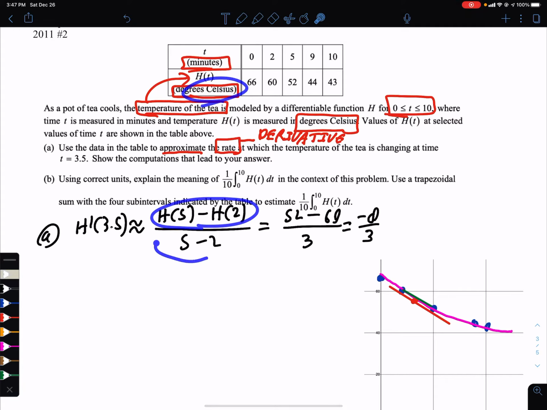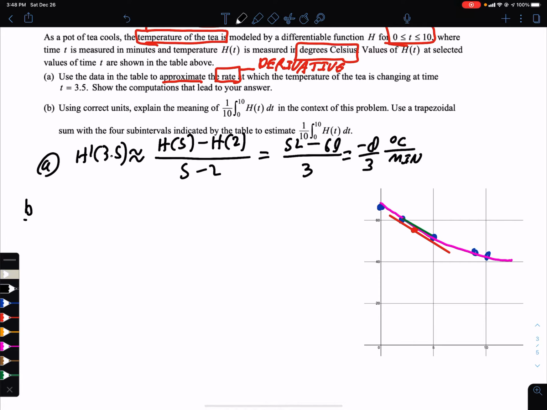Now, part B is the trapezoidal. Part A was more of a review of chapter 3, or actually chapter 3 and 4, kind of. Using correct units, explain the meaning of that. Use trapezoidal sum with 4 subintervals indicated in a table to estimate. Okay, so part B, I'm going to need some room on this too. I can't move that picture. Oh well. I'm going to have to write really small, or write in multiple lines, which I don't want to do.